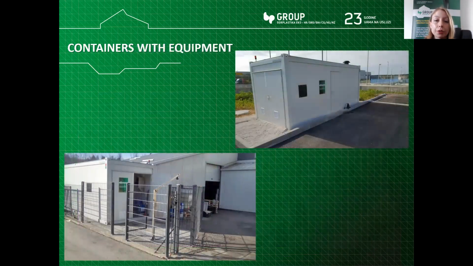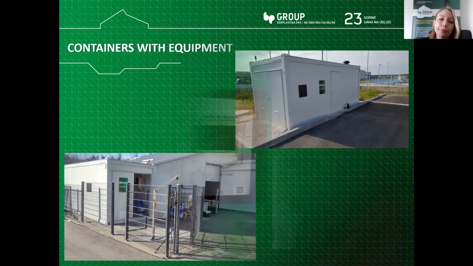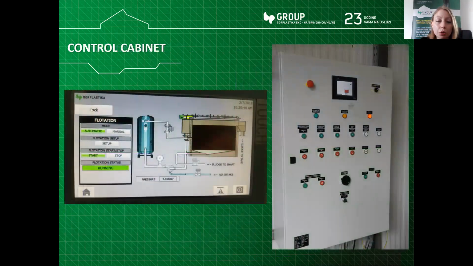This is how the containers look with equipment. We can see it can vary in size, and it's not big. So if you have limited space, this is great for you, because if you have larger quantities of water and you need a bigger equalization tank, you can put the tank underground, and on top of it you can put the container. This is the set control cabinet.